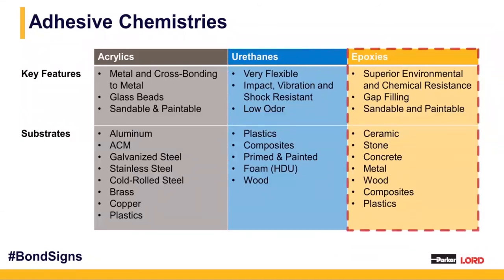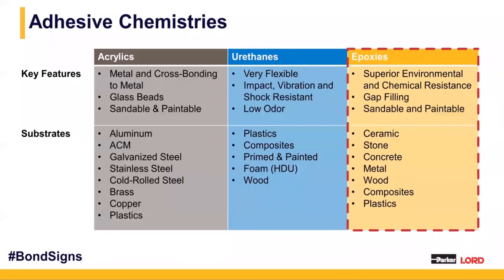When you want to bond to porous substrates or to cross-bond to porous substrates, we recommend you use our epoxy adhesives. By porous, what we mean are materials like ceramic, stone, concrete, and wood. Our epoxies can also bond rubber if you think that you need that as well. So if you want to bond an aluminum plate, say, to a piece of stone or bond ceramic letters to a sign face, you'll want to look at an epoxy.